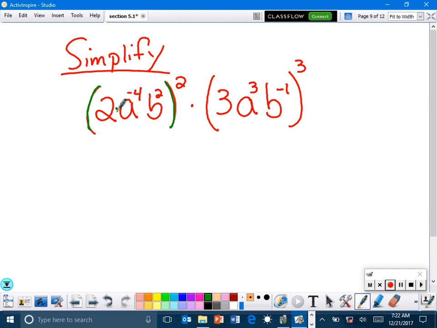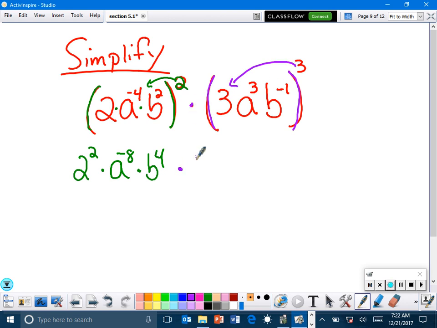Okay, all of this, again, there's a times sign in between all of that, to the 2nd power. So that's going to become 2 squared times a to the negative 8. I'm multiplying. Negative 4 times 2 is negative 8, times b to the 4th. Now I'm going to go over here, and I'm going to go 3 to the 3rd. So there's a times here, so times 3 to the 3rd, a to the 9th, b to the negative 3. Again, 3 times 3 is 9 for a to the 9th, and negative 1 times 3 is negative 3.